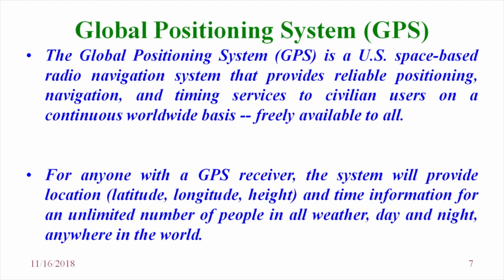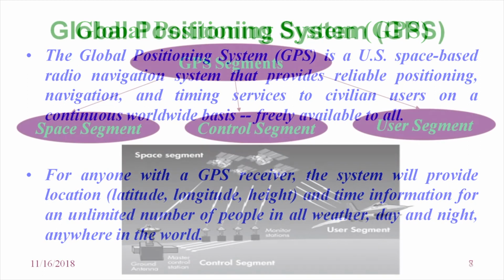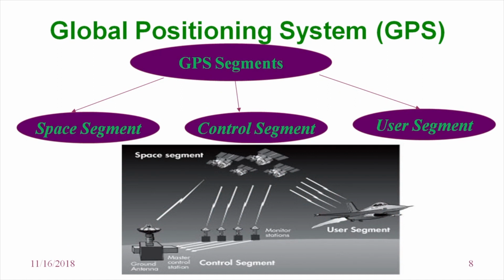Anyone with a GPS receiver can determine the location of a point, that is the latitude, longitude and height, and it also provides very accurate time. So, it is an all weather system, day and night, anywhere in the world. It is a very reliable system, working from 1996 till date, and it is providing lots of information. It has three important segments. We call them GPS segments.